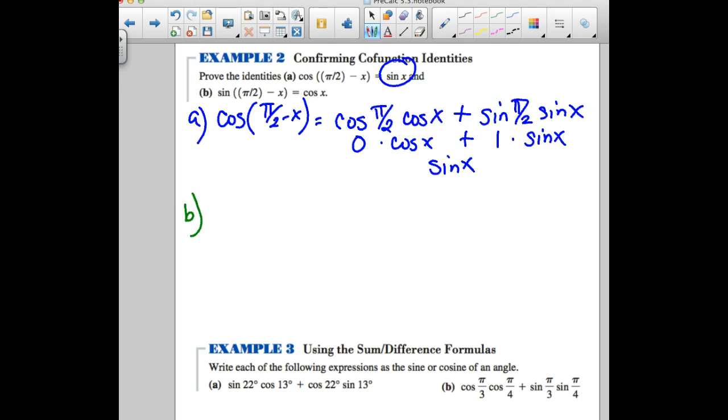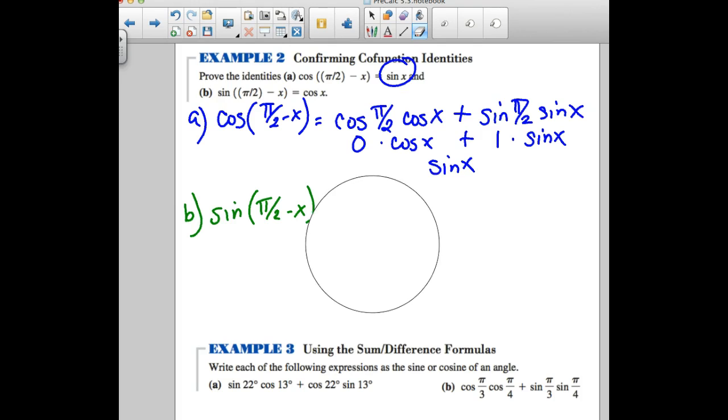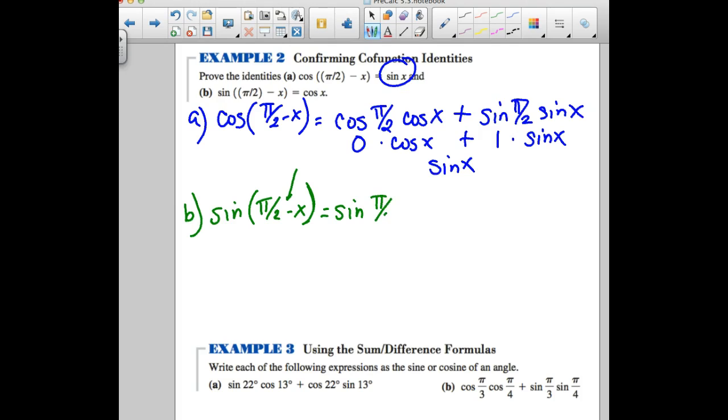All right, part B says to prove that the sine of pi over 2 minus x is equivalent to the cosine of x. So let's break this up using our identity. We have the sine of a difference, and with sines, the middle sign here does not change. So we are going to have a subtraction. And the formula says to take the sine of the first one times the cosine of the second one, minus the cosine of the first one times the sine of the second one.